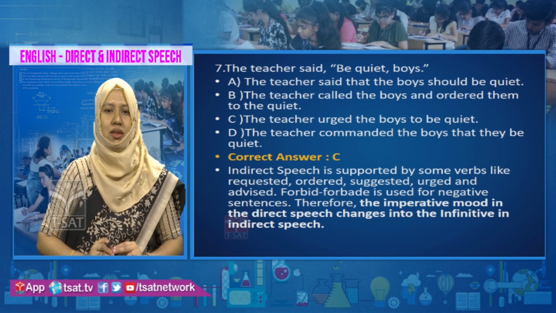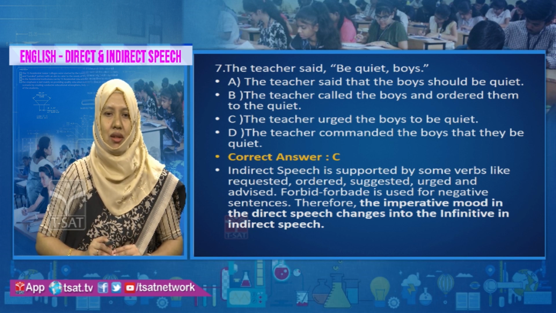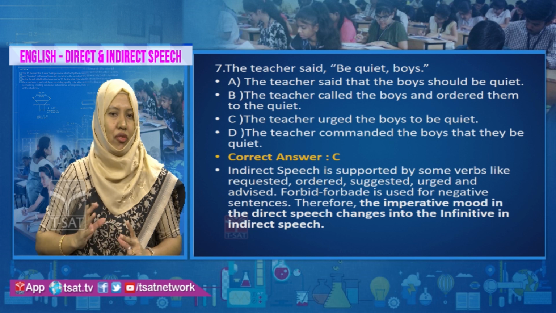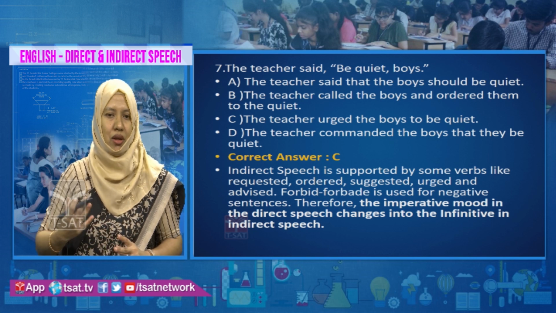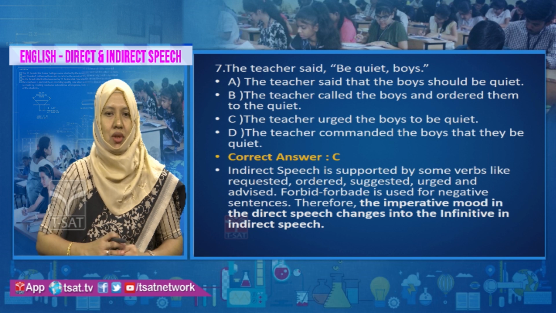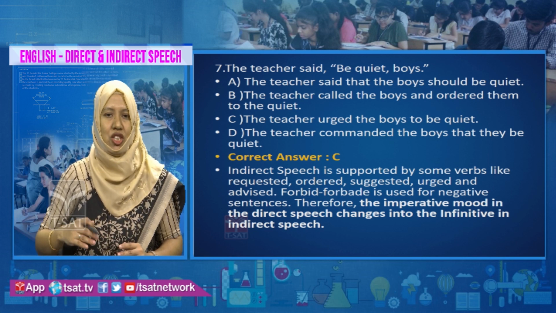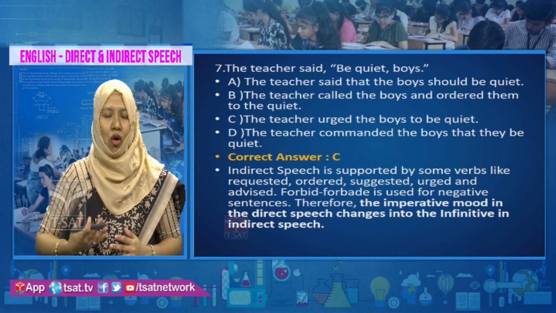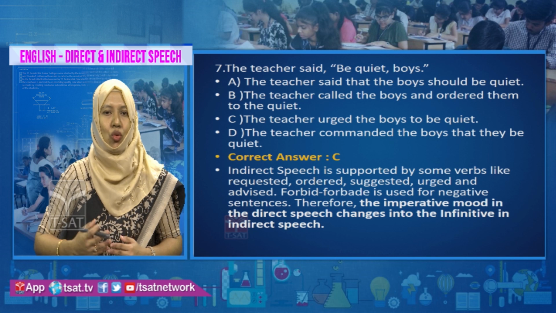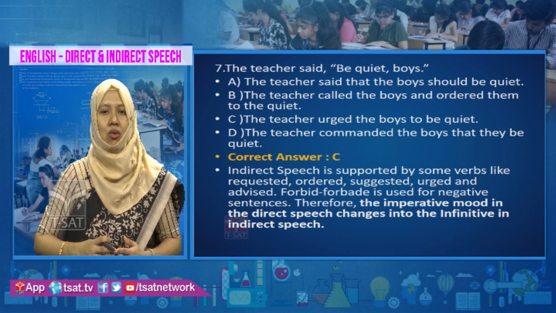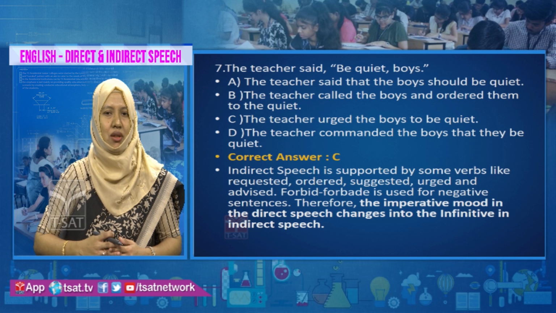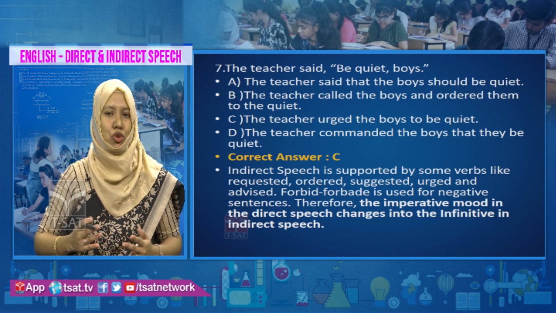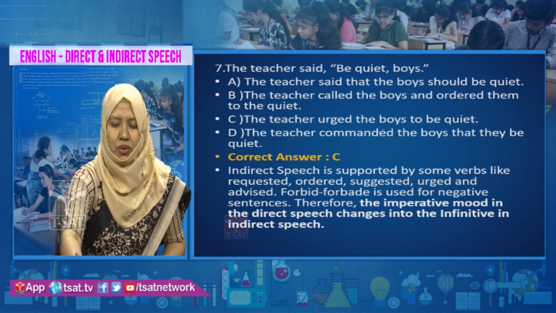Now, if you look at this sentence, in direct speech, it is an imperative sentence. It can be a request, an order, or a suggestion. You can use any form of reporting verb. It can be urged or advised. So, the teacher, the subject, will be the same. You are changing the reporting verb said to urged. The teacher is ordering or urging. To whom did the teacher urge? The boys. What is she urging, requesting, or ordering? She is ordering them to be quiet. So, if you look here, option C is correct.